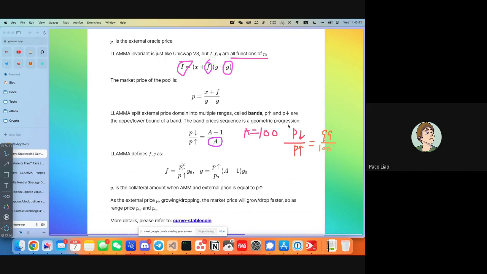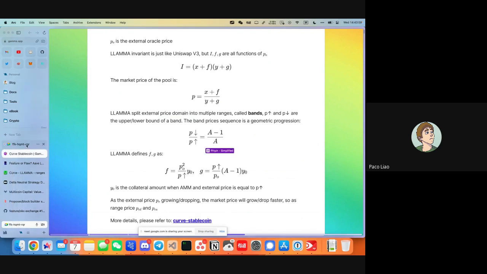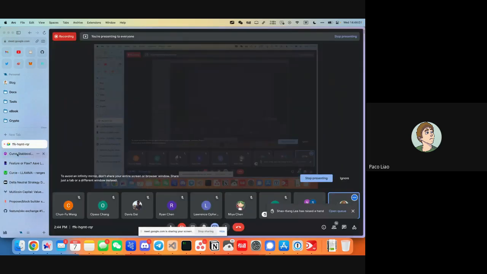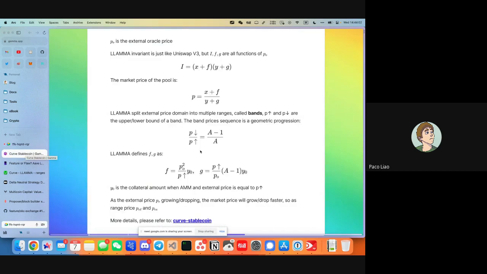It's similar to Uniswap ticks, right? But these prices are on the external price domain, not the market price. Any other questions? All right, let's move on.